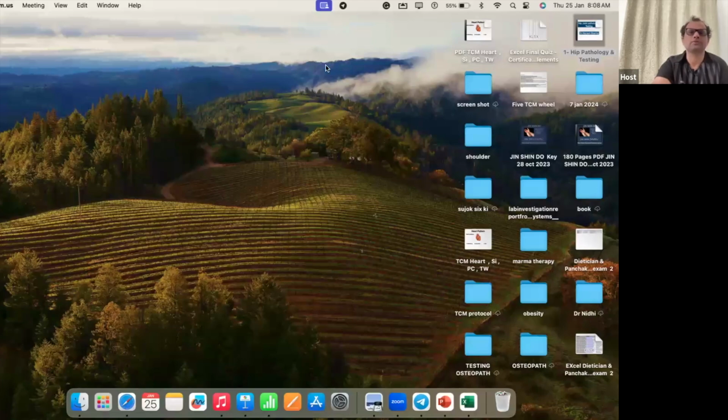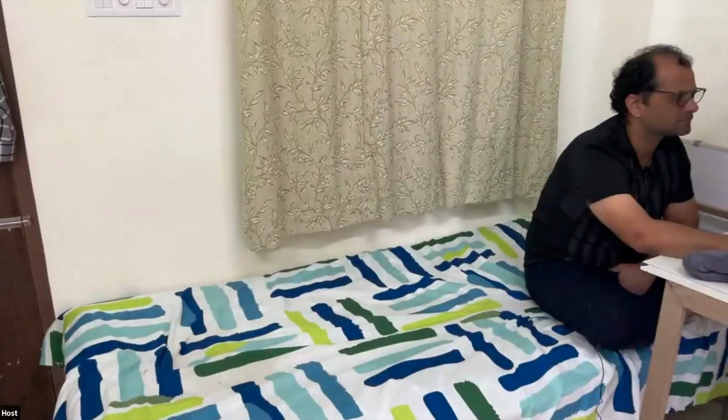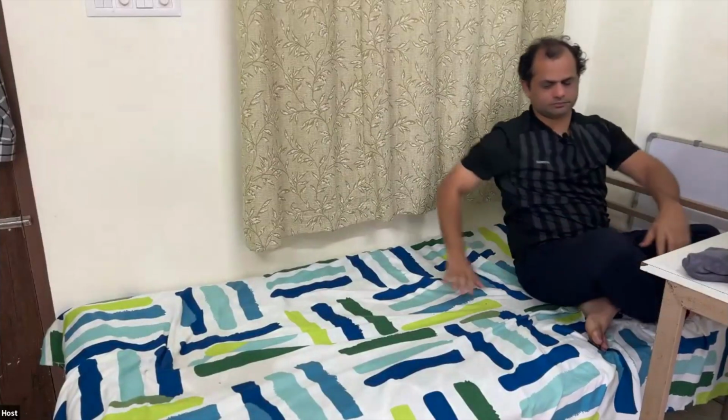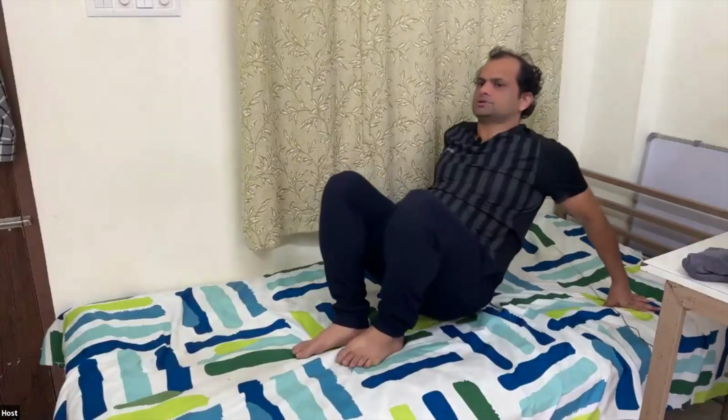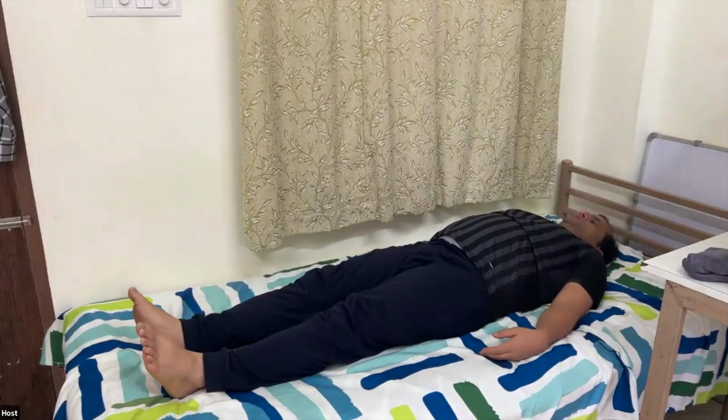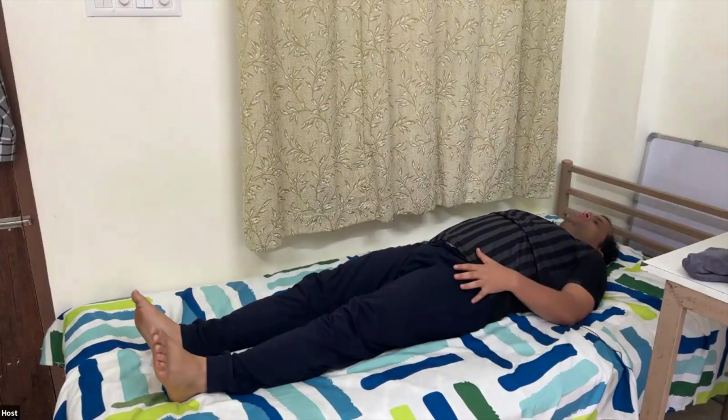So the final movement we will do. Now we are doing external rotation of the hip. Okay, so lie down, and what is external rotation? Just taking the leg to the lateral side. This is the external rotation.